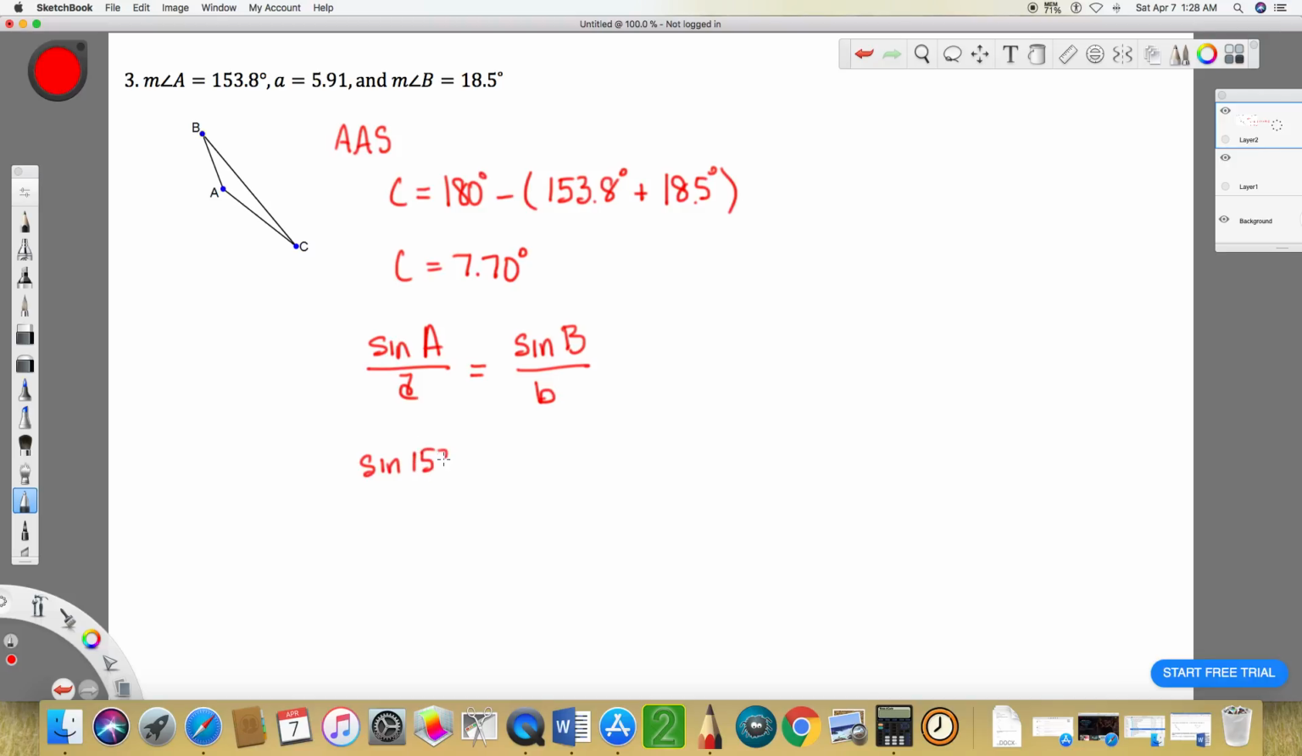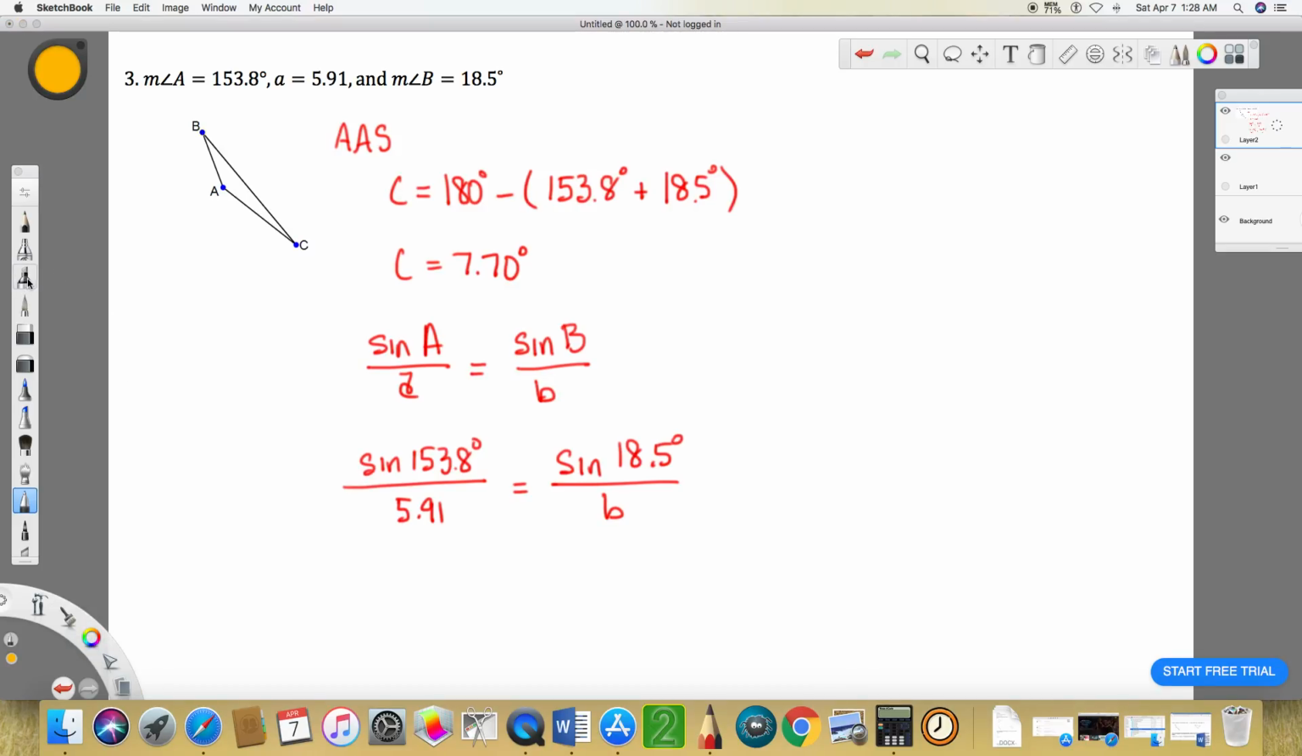We've got 153.8 over 5.91. We've got the sine of 18.5 degrees over B. So if we cross multiply along the green diagonal, 5.91 times the sine of 18.5 degrees. Along the gold diagonal here, B times the sine of 153.8, but I'm immediately going to divide by that to get B by itself. So I'm just going to go ahead and do that now.